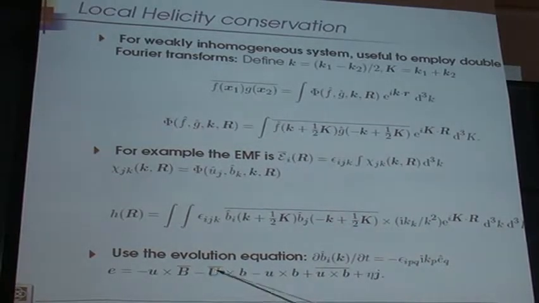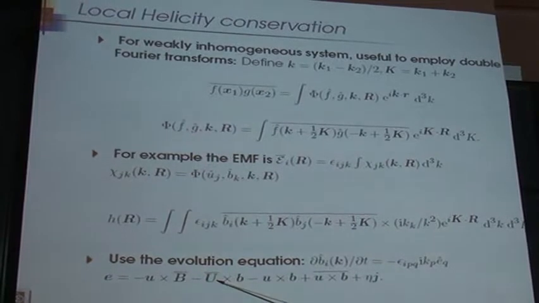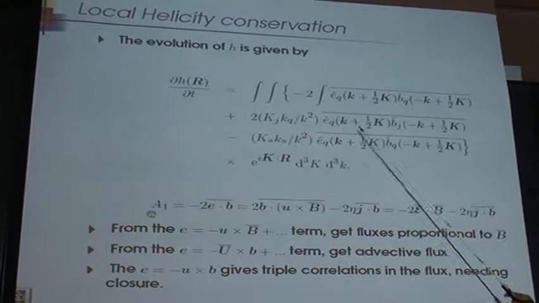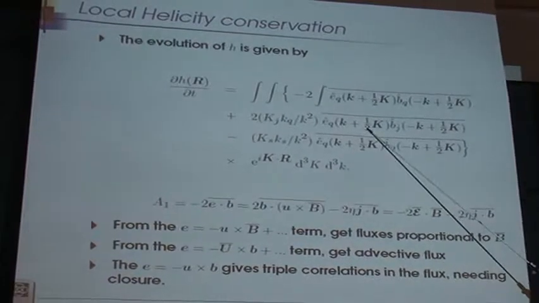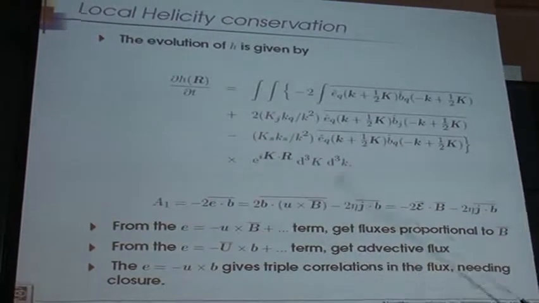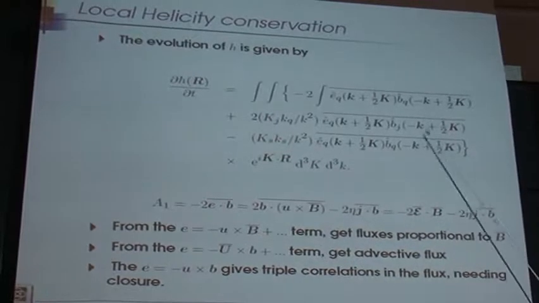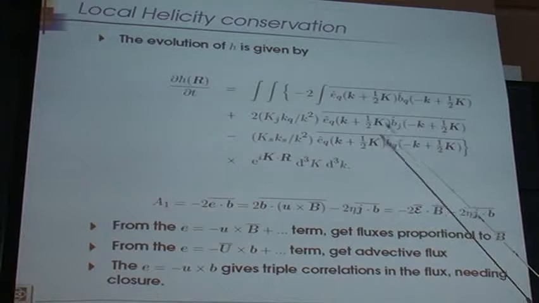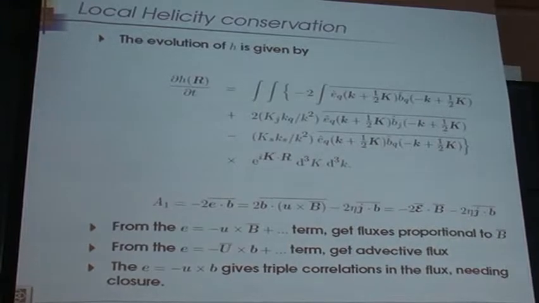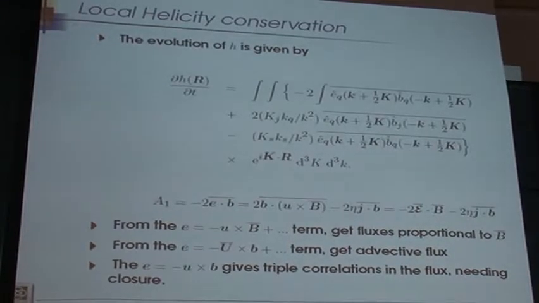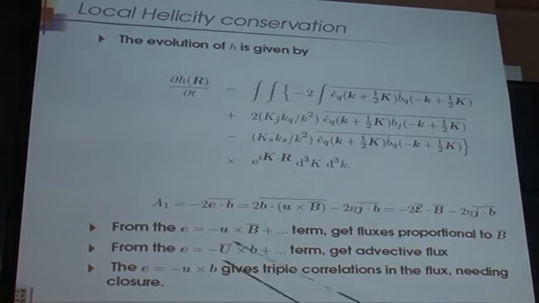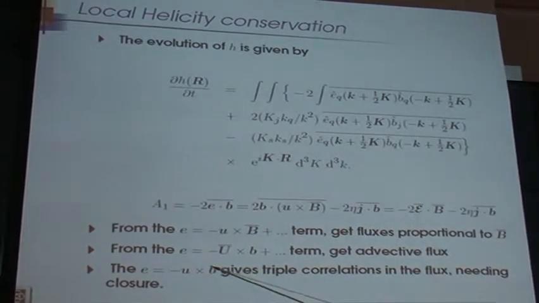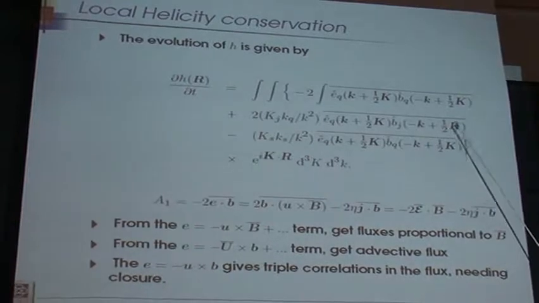These two pieces still lead to 2-point correlations because you plug them into these expressions. When E is U cross B bar, you still get a 2-point correlation between this U and that B. When E is U bar cross B, you get a 2-point correlation between the B and the B, and there's an average quantity there. But this piece, the part of E which is small u cross small b, will give you a 3-point correlation in the flux.